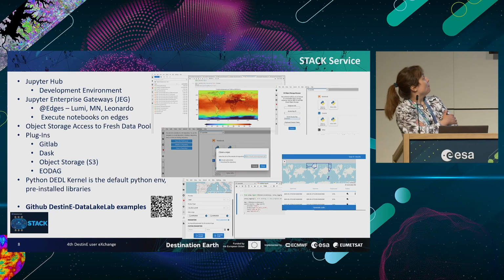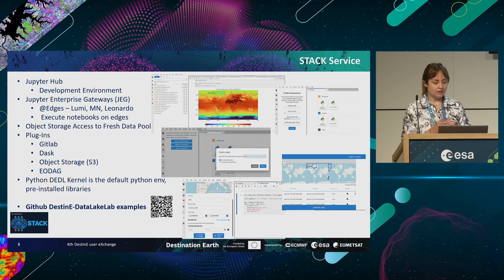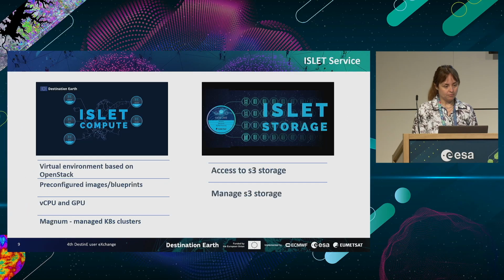You also have multiple plugins already deployed: GitLab, Dask, S3, and EODAG. So you can directly mount buckets and get direct access to object storage where we host what we call the fresh data pool, a massive amount of satellite data, or buckets where you have your own data. We have a DDL kernel that is the default Python environment, which comes with pre-installed libraries, and you also have a lot of examples available via our GitHub.